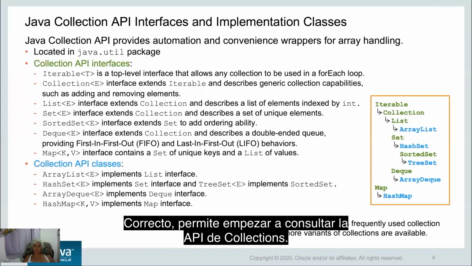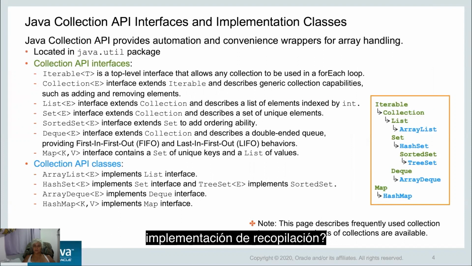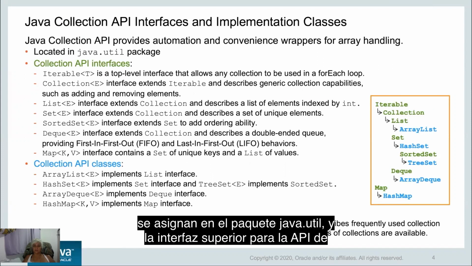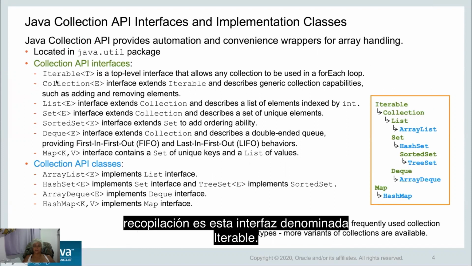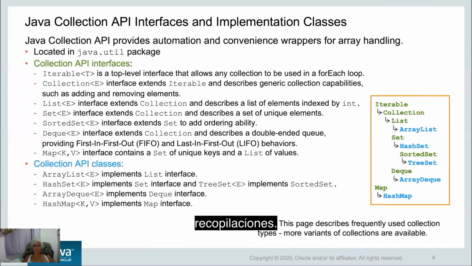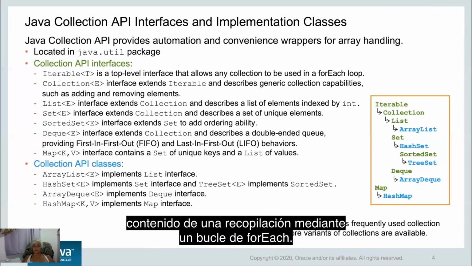Okay, well, let's start looking at the collections API. What are these interfaces? And what are, well, at least some examples of collection implementation classes? The interfaces and the implementation classes of the collection API are located in the java.util package. And the topmost interface for the collection API is the interface called Iterable. So it provides very basic generic features for all collections. For example, an ability to iterate through the contents of a collection using a for each loop.